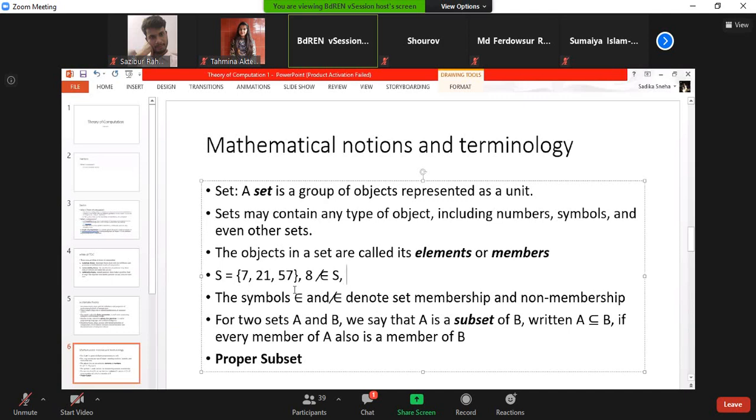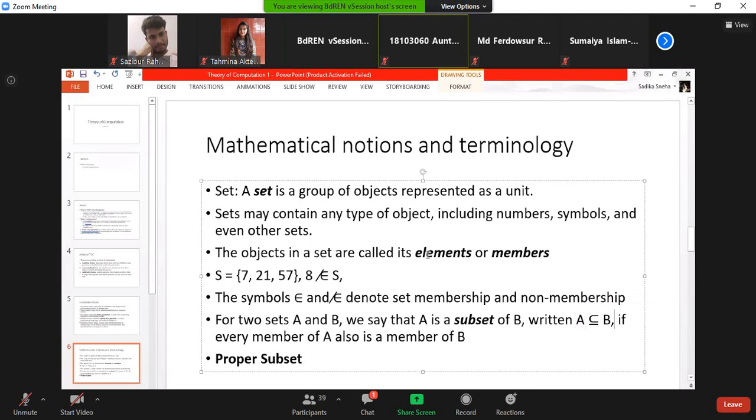Now another thing that comes up is a subset. So what is a subset? It is represented using this symbol. We can see it means that A is a subset of B. And what is the definition of a subset? It says that if we write A is a subset of B in this format, it means that all the members of A are members of B. Every member of A is also a member of B.